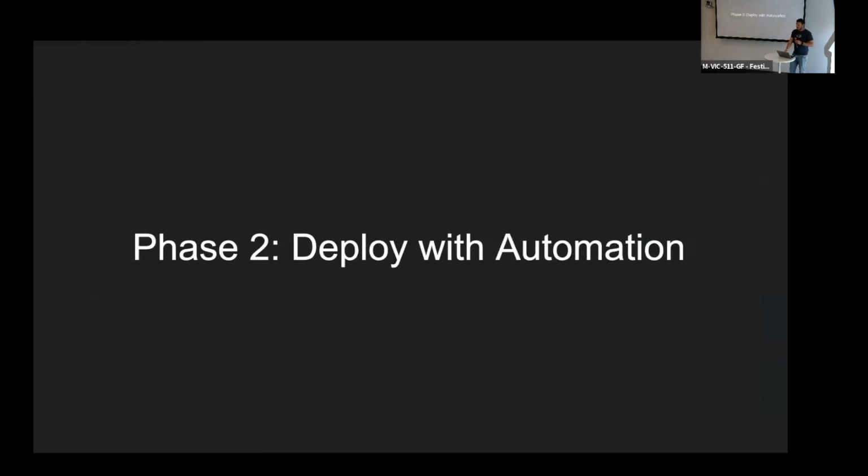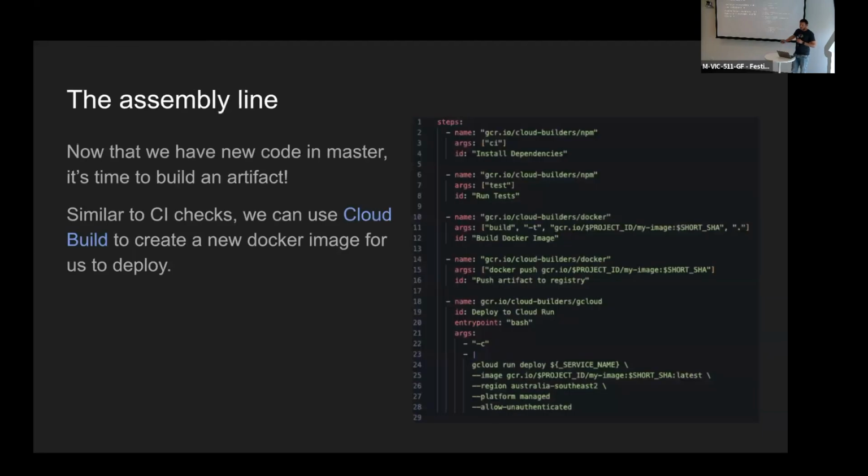Let's go into phase two now, which is to deploy our code. So in the assembly line, I guess you could call it, we have new code in our master branch, and it's time to build an artifact. Similar to the CI checks, Cloud Build, again the CI/CD platform, can be used to install our dependencies, create Docker images, push them to Artifact Registry, and then for them to be deployed. And you can see the steps there are pretty straightforward.